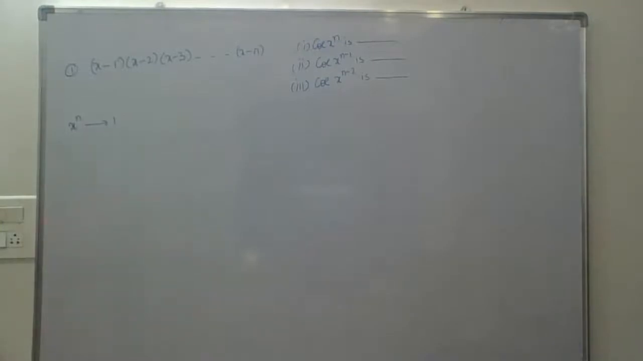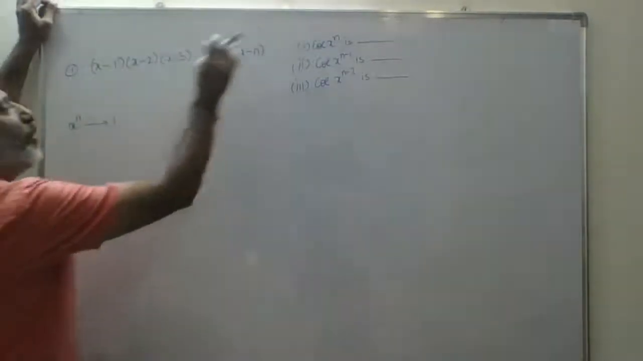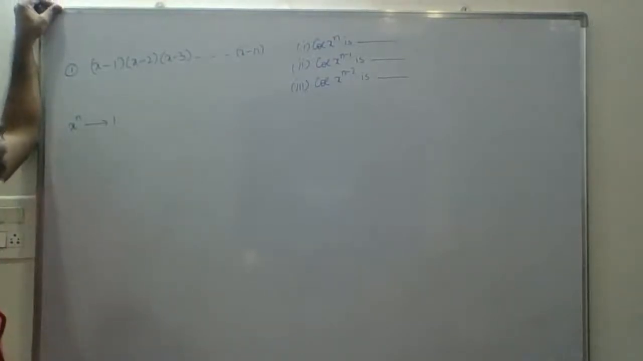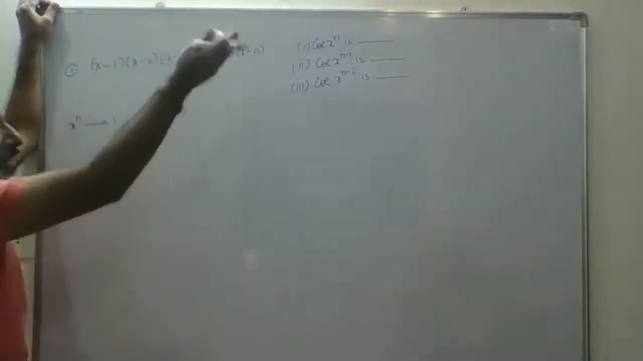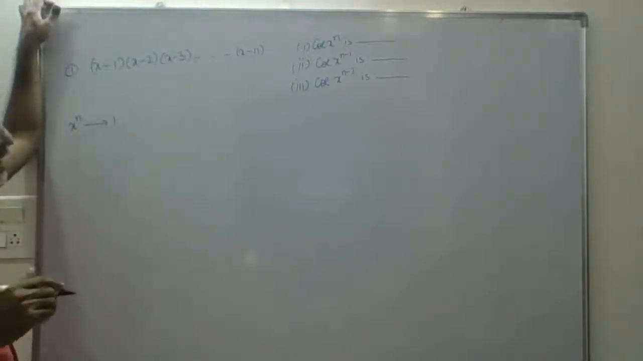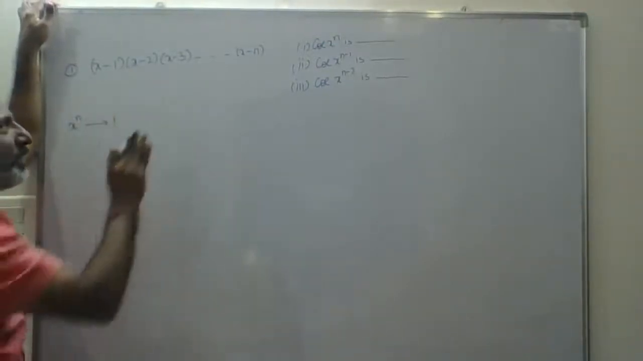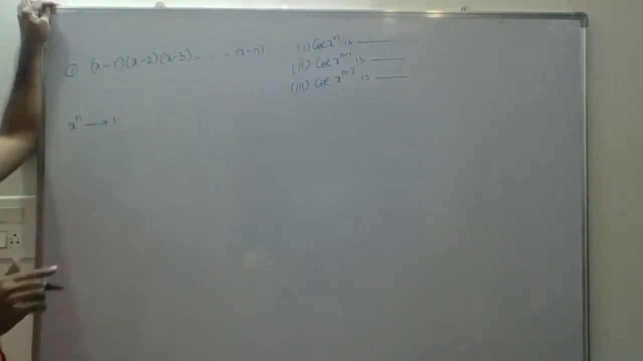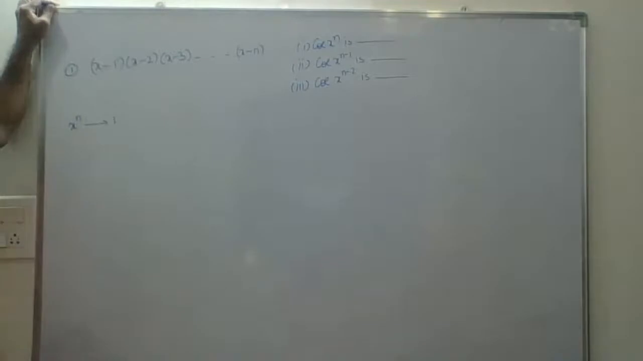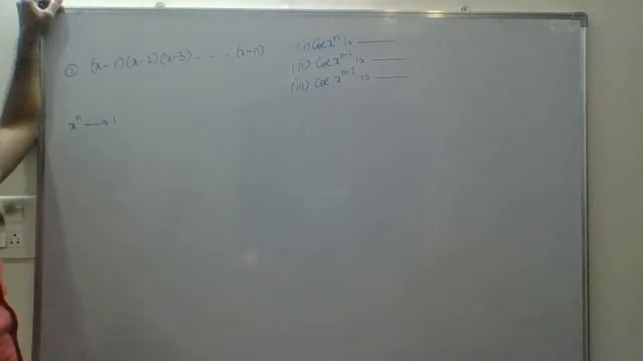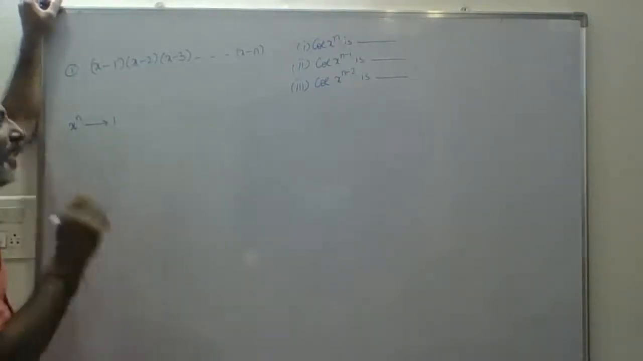See, suppose if you equate it to 0, then x minus 1 becomes a factor, that is, x is equal to 1 is a root, x is equal to 2 is a root, x is equal to 3 is a root, x is equal to n is a root. That means if you equate it to 0, we will get an nth degree polynomial equation whose roots are 1, 2, 3, so on up to n.